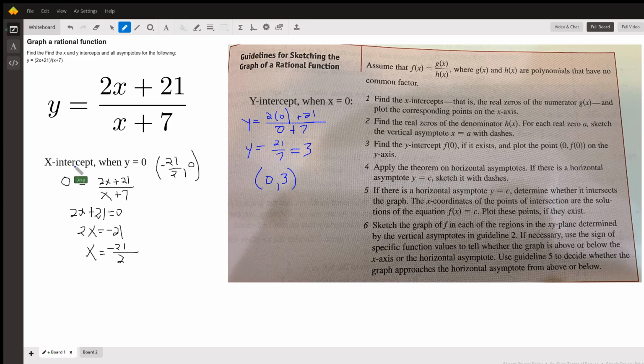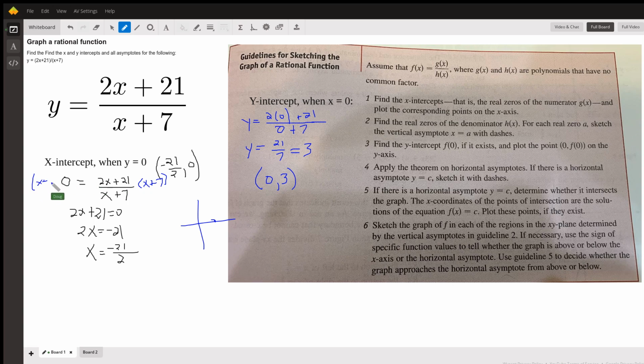To find the x-intercept, you want to know, what does x equal when y equals 0? Because an x-intercept lies somewhere along the x-axis. That's when y is 0. So we put 0 in for y and solve for x. Now, if I put a 0 here, you could picture multiplying both sides by x plus 7 to clear the equation of fractions.